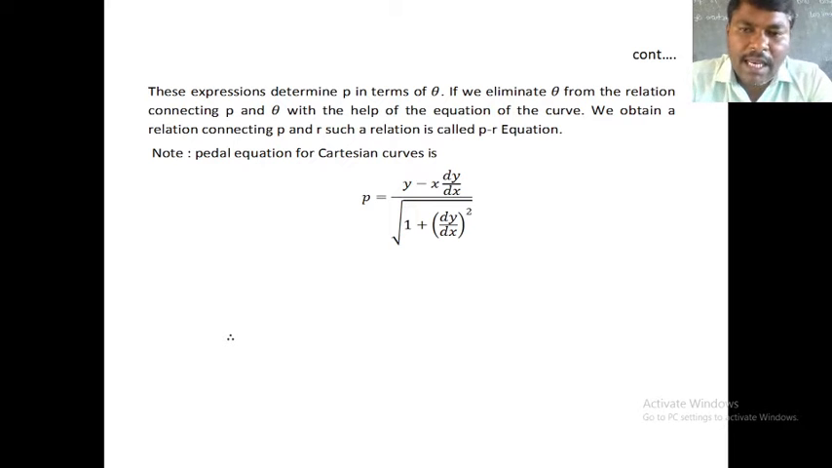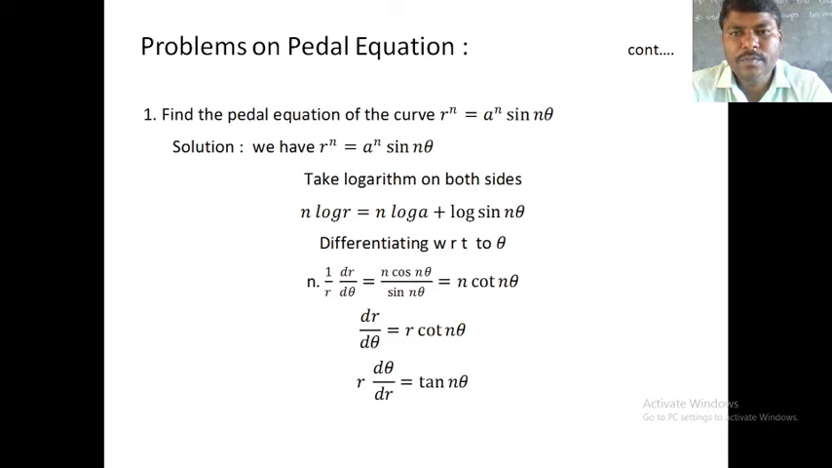Here the pedal equation for a Cartesian curve is p is equal to y minus x into dy by dx, whole divided by square root of 1 plus dy by dx whole square. Next we will see some problems on pedal equation.